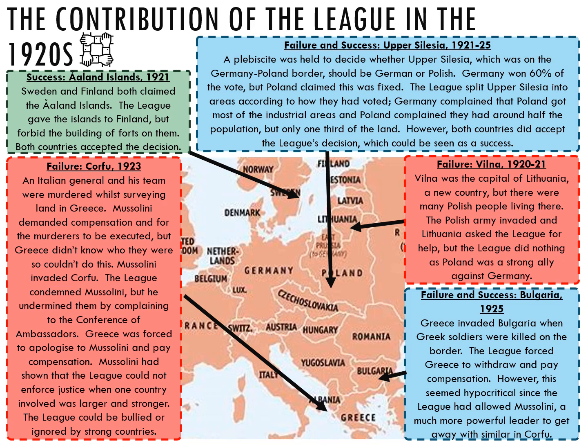And then we can see failures and successes again in Bulgaria. Now, Greece and Bulgaria fired at each other, and a Greek soldier was killed. Greece then invaded Bulgaria in retaliation. The Bulgarians sought assistance from the League, which ordered both armies to stop fighting. The League ruled that the Greeks should withdraw and pay compensation, but Greece was quite upset by it, as it seemed hypocritical after the League had allowed Mussolini to get away with similar actions in Corfu.